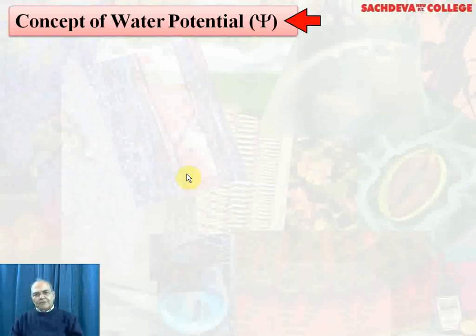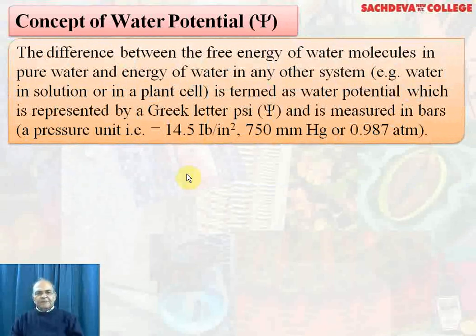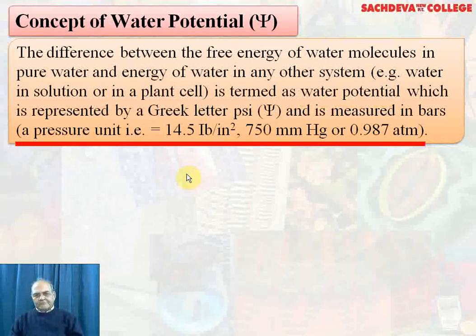Concept of water potential, and you know it is represented by the Greek sign psi. The difference between the free energy of the water molecule in pure water and the energy of water in any other system, for example, water in a solution or in a plant cell, is termed water potential, which is represented by the Greek letter psi and is measured in bars, that is a pressure unit. And that is equal to 14.5 pounds per square inch, that is 750 mmHg, or 0.987 atmosphere.